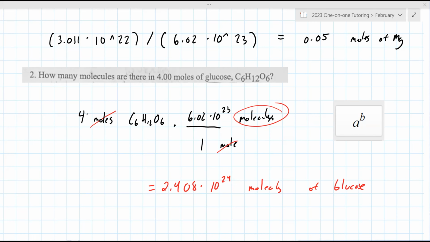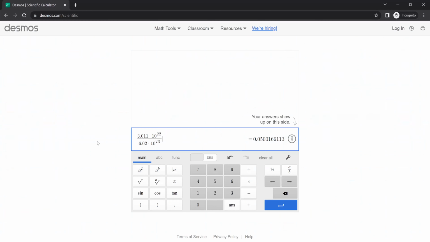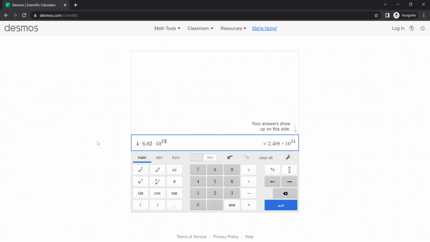When I press the blue button, it just went to a new line. It should be on the right-hand side. Let me share that one more time so you can see it. So I would do something like 4 times 6.02 times 10 to the 23rd, like that, and then your answer is there on the right.